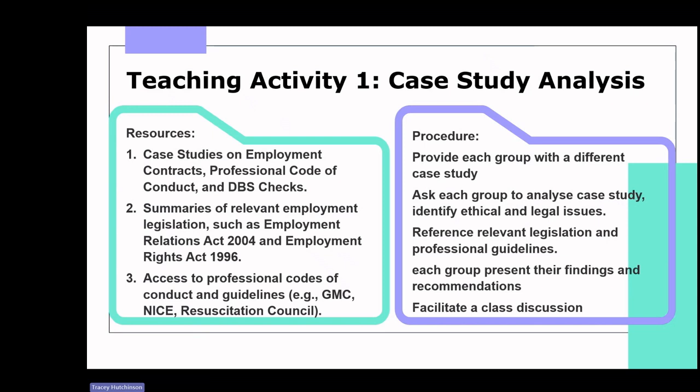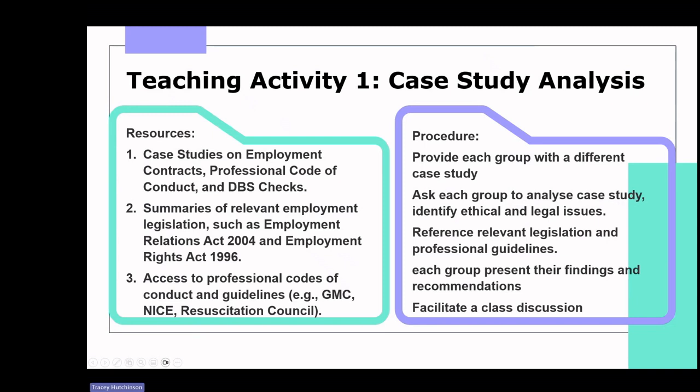On the left, we have the resources that you would need for this activity. So you would have case studies on employment contracts, professional code of conduct and DBS checks, copies of relevant healthcare science legislation such as Employment Relations Act 2004, Employment Rights Act 1996, summaries of these, and access to professional codes of conduct and guidelines, for example, GMC, NICE and Resuscitation Council.